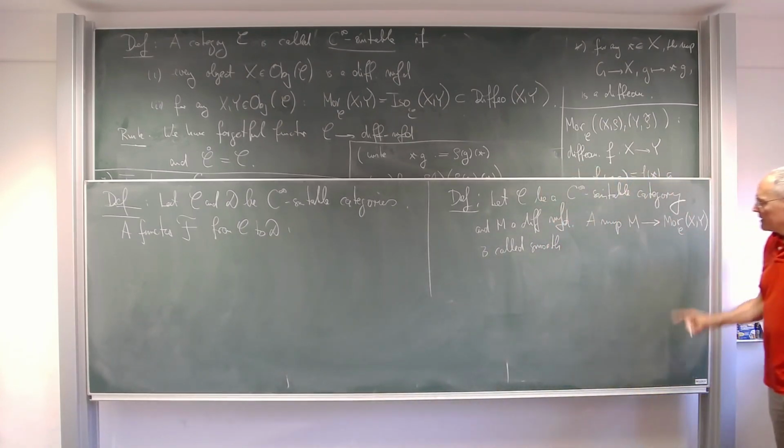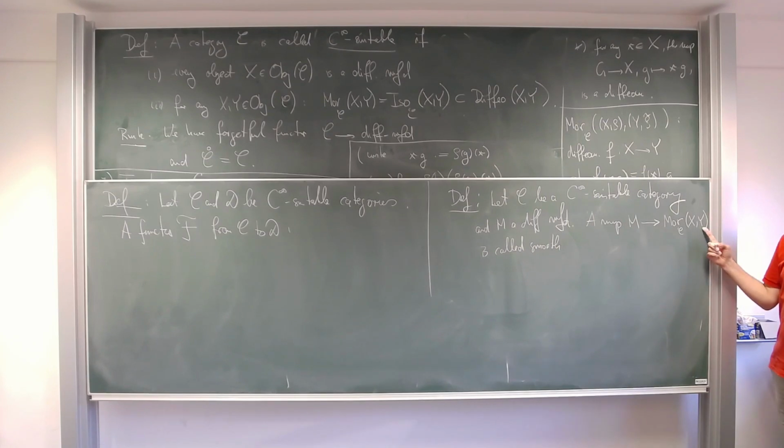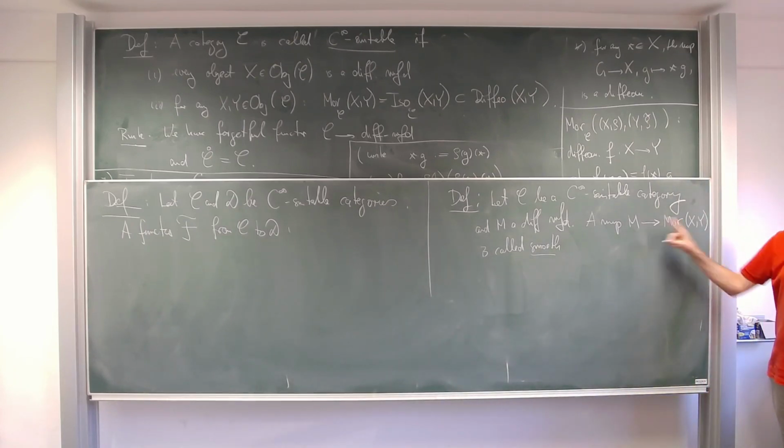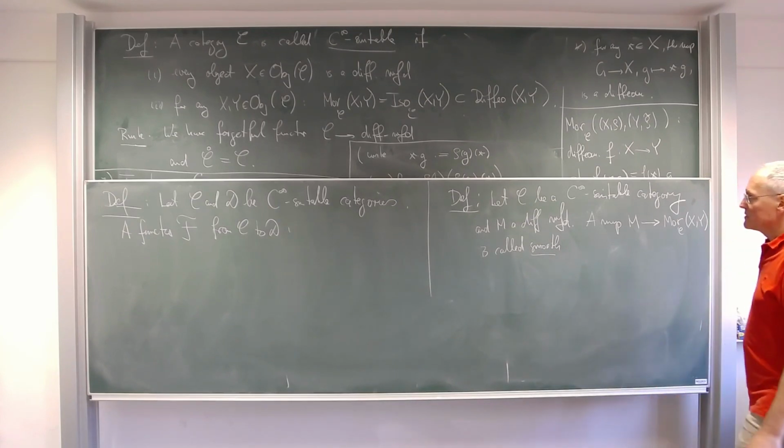Now you see, in my category, X and Y are manifolds, but the morphism set is not a manifold. For example, if you look at the category of differentiable manifolds, then this morphism set would be the set of all diffeomorphisms from X to Y. In general, it's either empty or an infinite dimensional space. So it's not clear what we mean by a smooth map from a manifold into such a thing. But in this case, actually it's easy to see what it means.